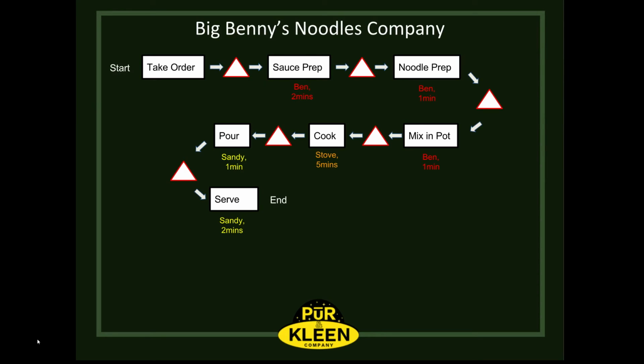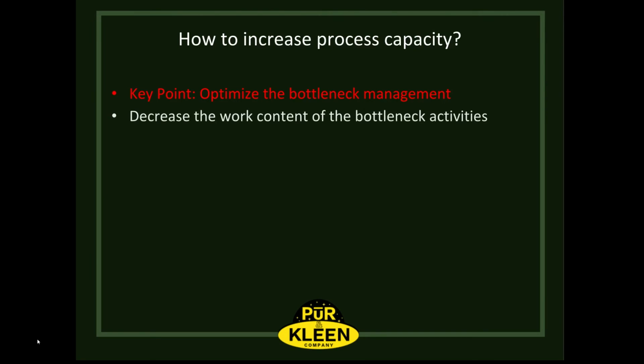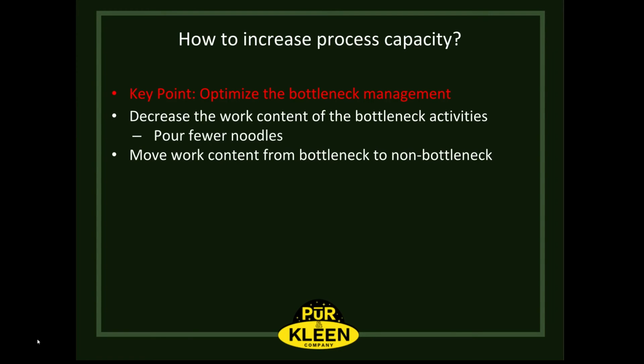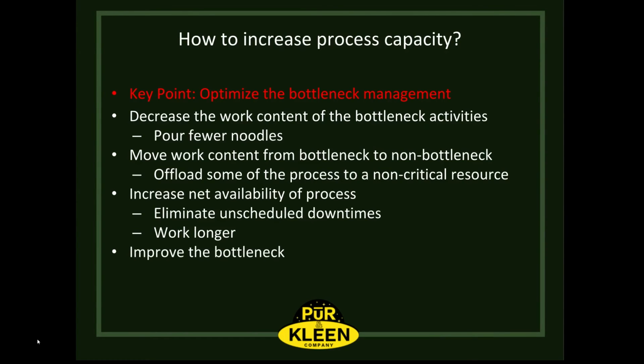What are some of the things you can do to increase capacity? The key action that you can take to increase capacity is to optimize the bottleneck management. You can do things like buying a bigger stove that can handle more pots. You can buy a hotter stove. You can use pots that transfer heat more efficiently. You can buy more stoves. You can ensure that the stove is always working and operating and repairing it when it gets damaged.